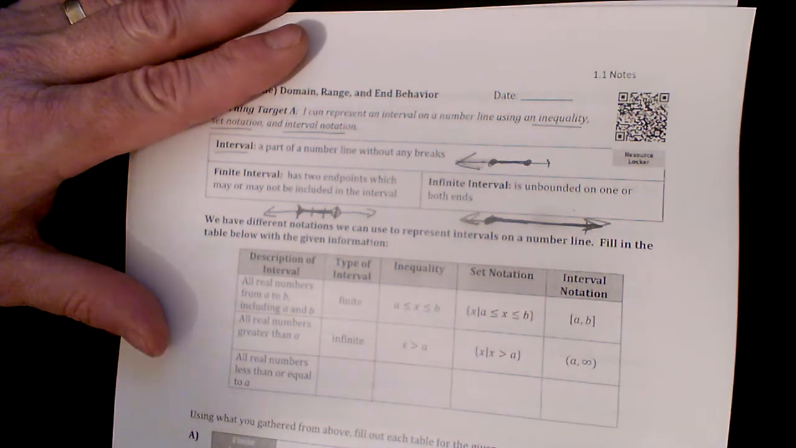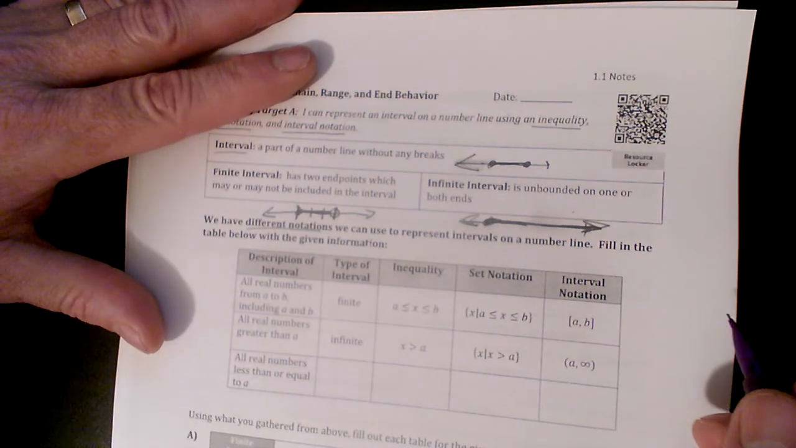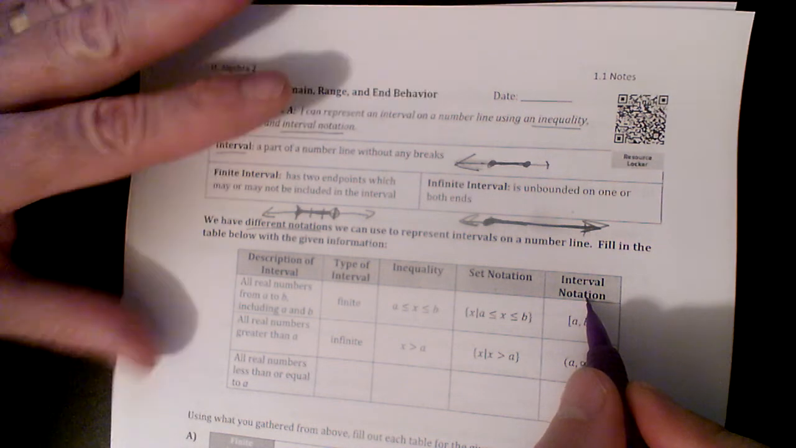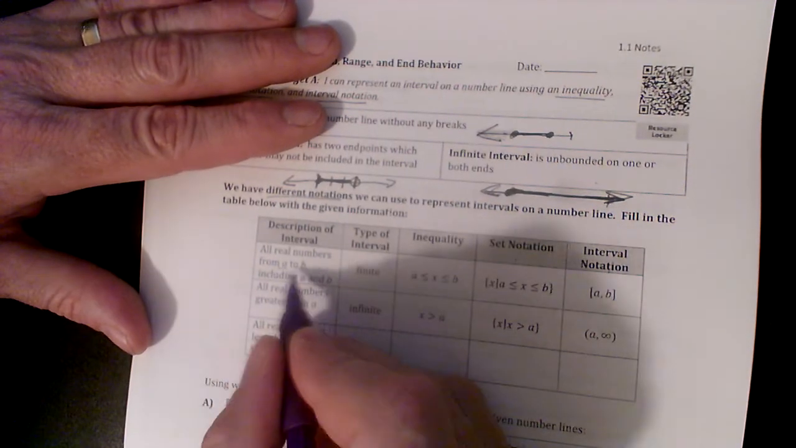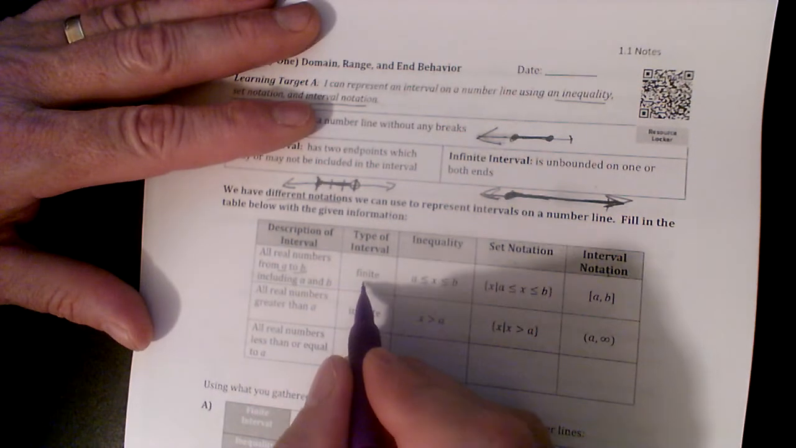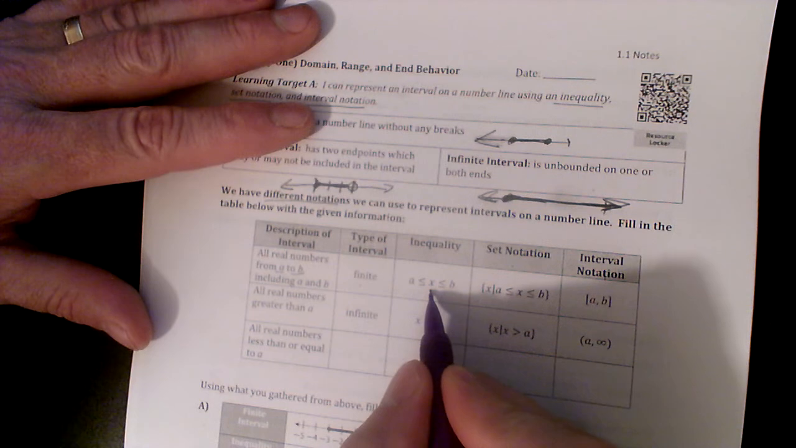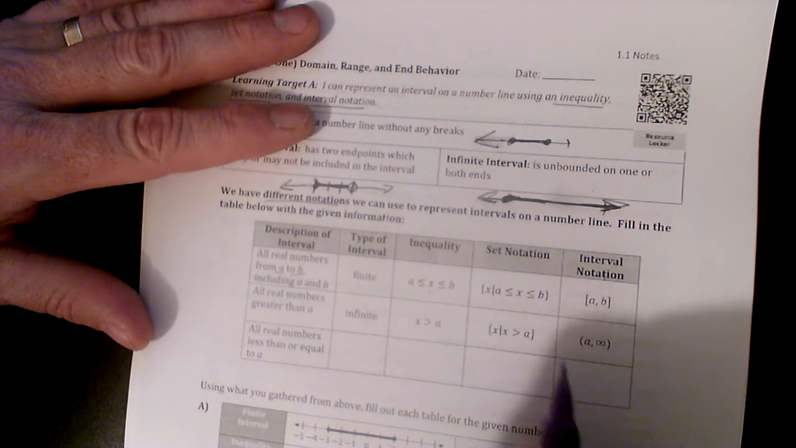Alright, 3 different notations. I think you'll find this pretty easy. Here's what they are. They're inequalities, set notation, and interval notation. So there's type, finite, and infinite, and this says all real numbers from a point A to a point B. It doesn't matter what that point is. If you're ending on both the left and the right, it's finite. This says x is greater than or equal to A and less than or equal to B.